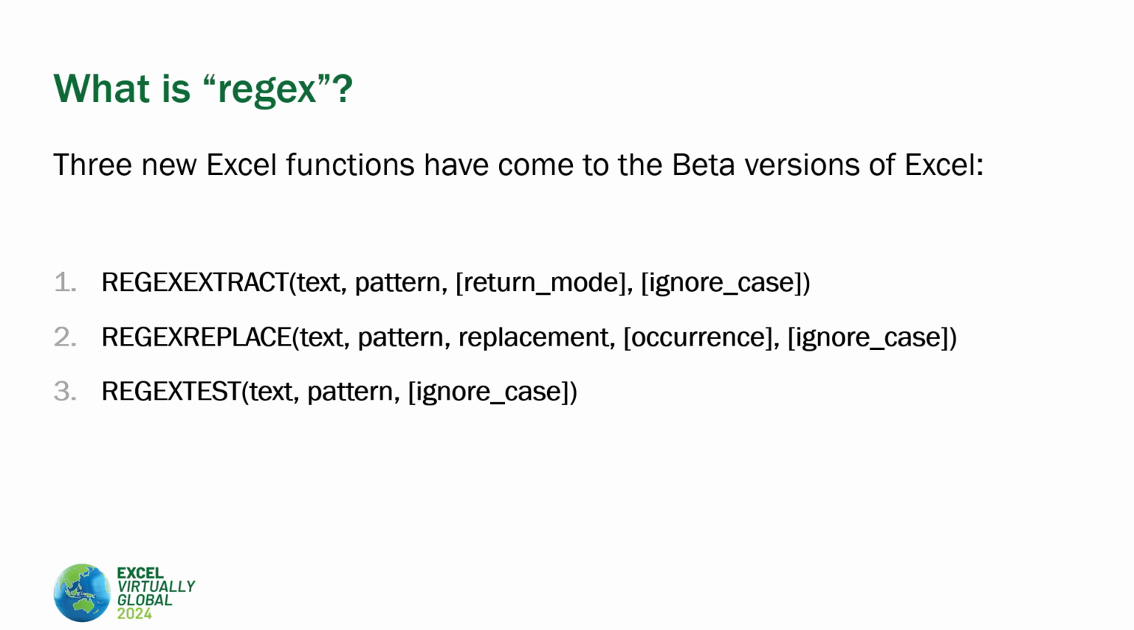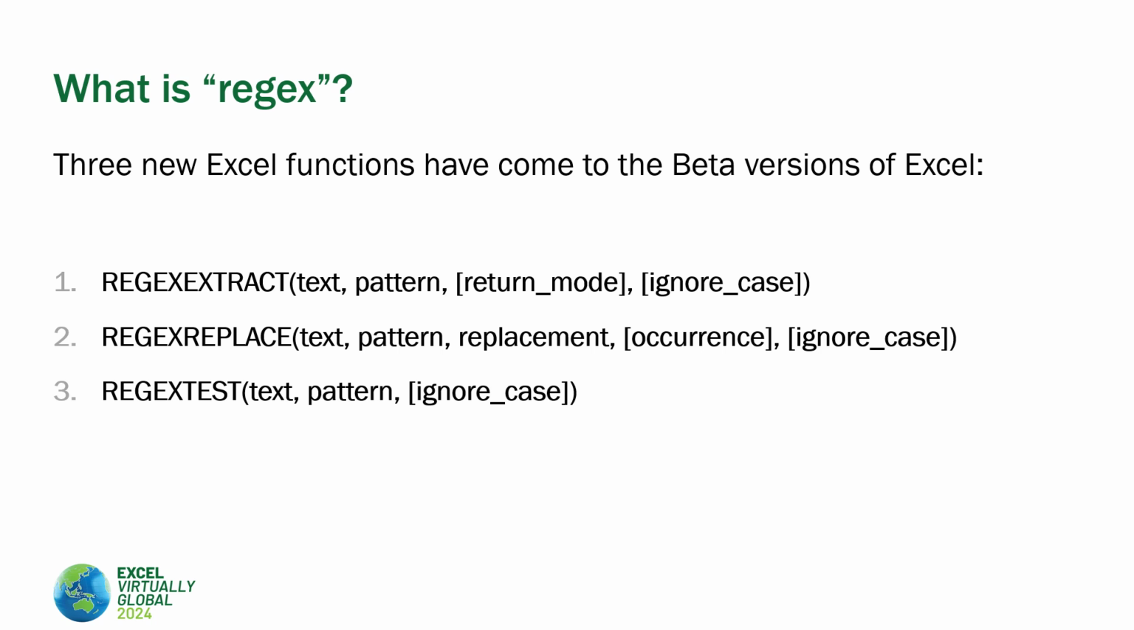The three functions are as follows. You've got REGEXEXTRACT, with four arguments, the first two mandatory, the other two optional, which are text, pattern, return mode, and ignore case. We've got REGEXREPLACE, which has five arguments. The first three are required and the other two are optional. So you've got text and pattern again, then replacement, and then the two optional ones are occurrence and ignore case.